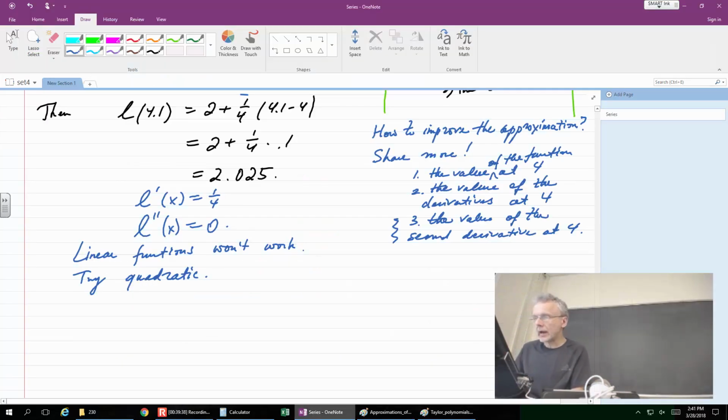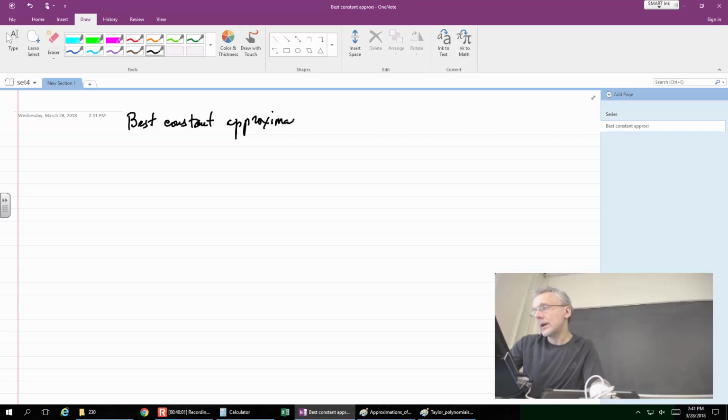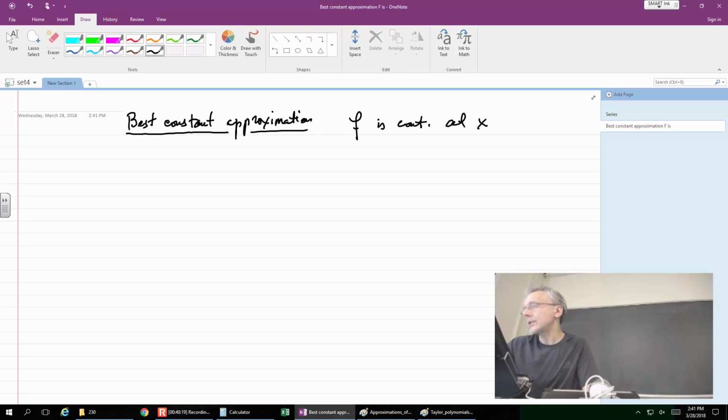So let's carry out this plan from scratch, meaning starting with the constant. Best constant approximation, because we start with the simplest case, but then we see the analogy, the pattern that we're going to follow to high dimensions. We're not going to stop with the quadratic either. So, best constant approximation. f is continuous at x equal a to begin with.